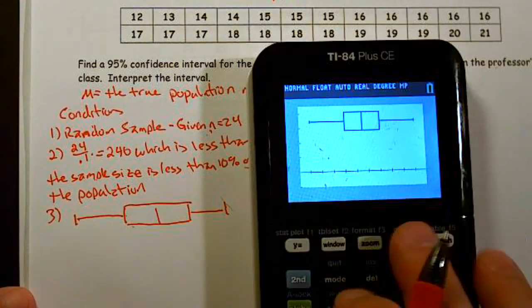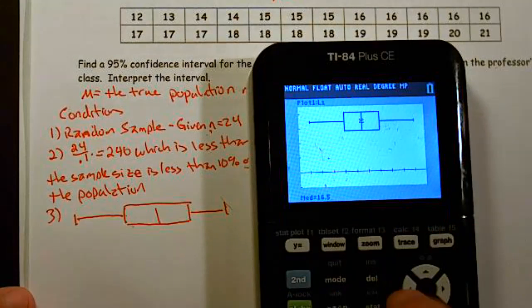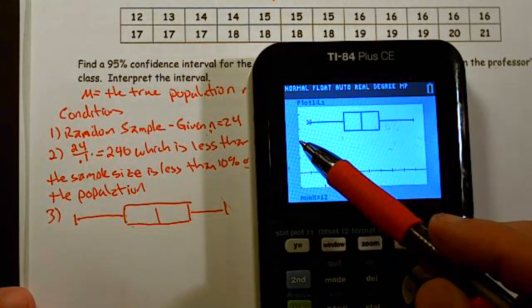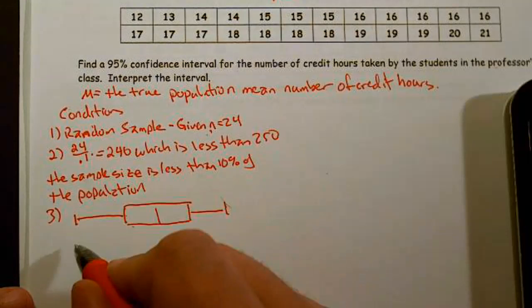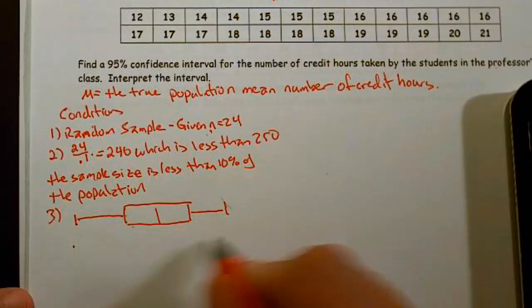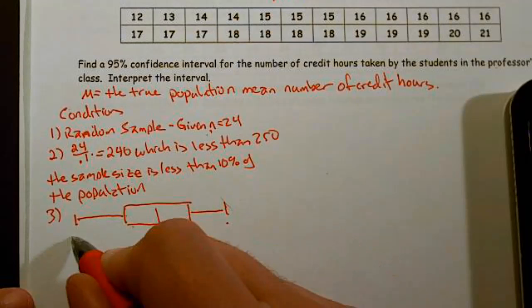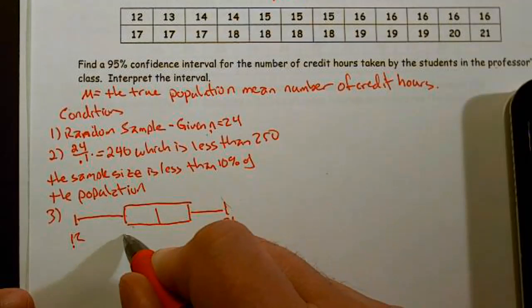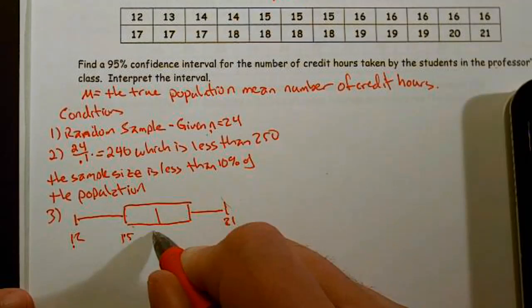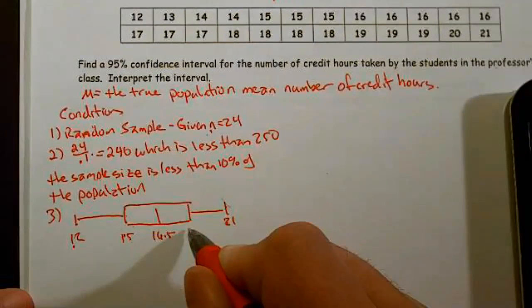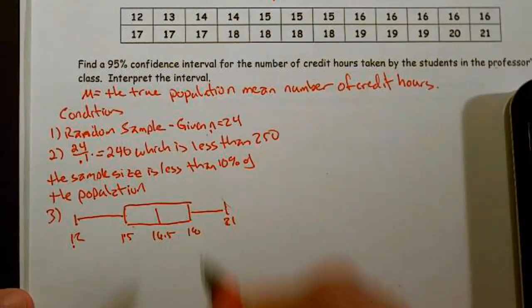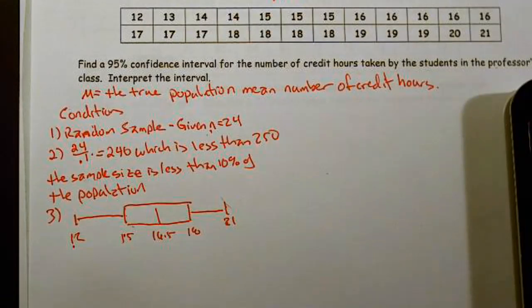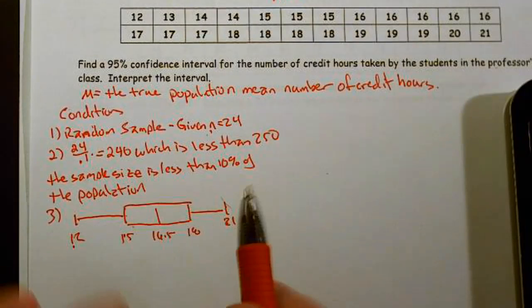I can go back and use the trace button, and it'll give me each value. So my scale right here is going to be 12 all the way to 21. So this is 12, this is 21. Turns out this was at 15, this was at 16.5, and this was at 18. And by the way, you don't have to draw a complete scale if you label things. So if you want to draw a complete scale, you can. Or if you just want to label it out like that, that's fine as well.